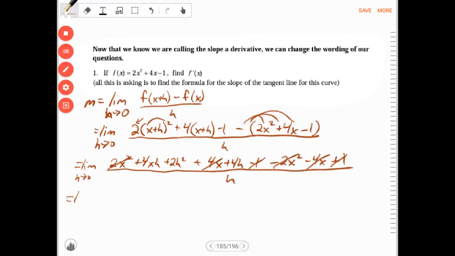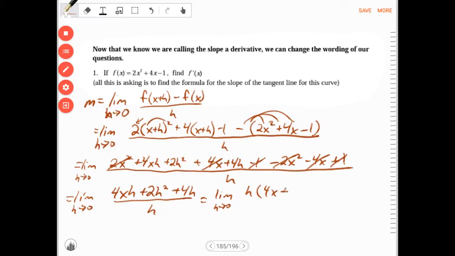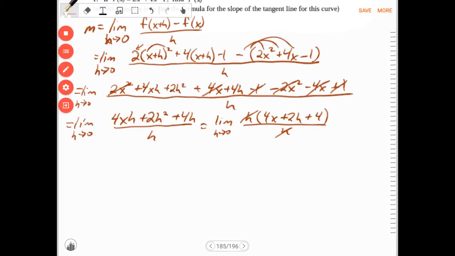So really, we're left with the limit as h approaches 0 of 4xh plus 2h squared, okay, plus 4h. Those are all gone, all divided by h. So now, everything we have up top has an h, so we can factor that out. And you get h times 4x plus 2h plus 4, divided by h. Oh, look, the h's cancel. So there goes the 0 over 0 part, like we were hoping for.